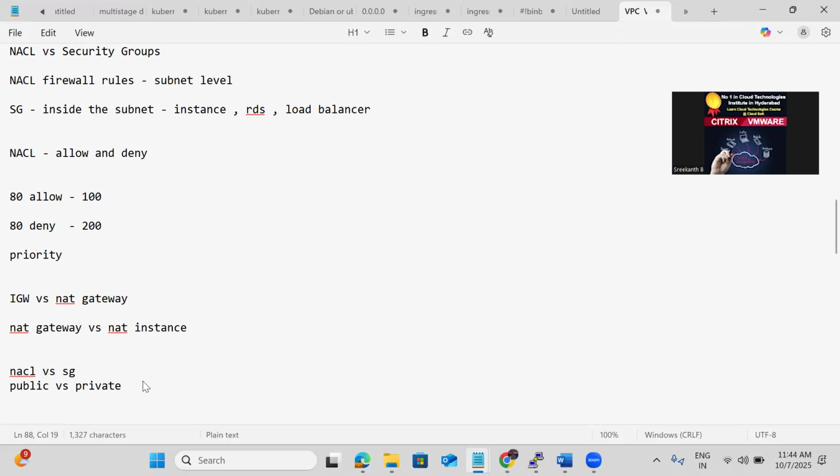Rule priority: NACL has allow and deny rules, whereas in security groups we can only configure allow rules. Only those are allowed; anything else is not possible.